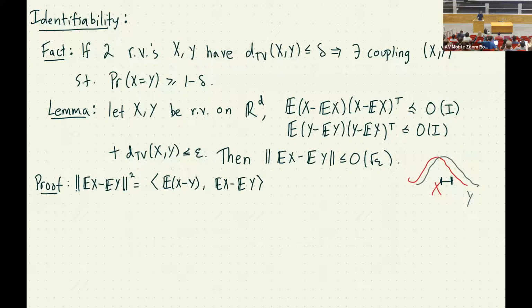Now, if I couple these two guys, X minus Y is 0 most of the time. It's only non-zero when the coupling fails. So let's focus on that event. That's really when something interesting is happening, when the coupling fails. So this is actually equal to the expectation of the indicator that the coupling fails times X minus Y.